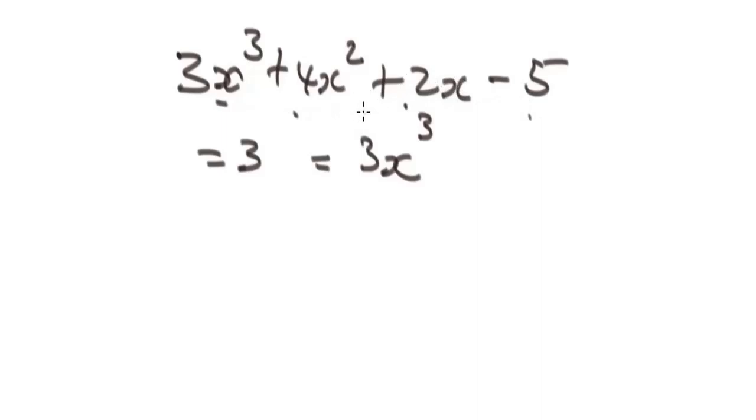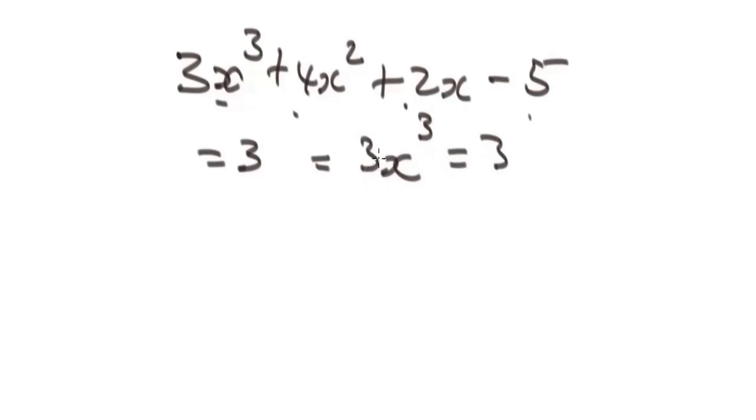The leading term is usually the term that has the highest exponent or power. In this polynomial, we have 4 terms: 1, 2, 3, and 4. So in this example, 3x cubed is the leading term because it has the highest exponent, which is 3. The leading term here is 3x cubed, whereas the leading coefficient is 3. So this is it for cubic polynomial.